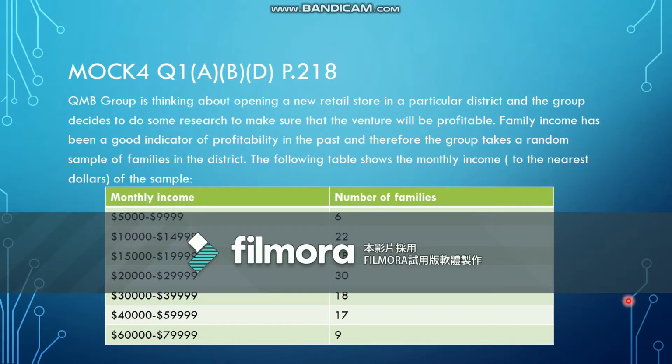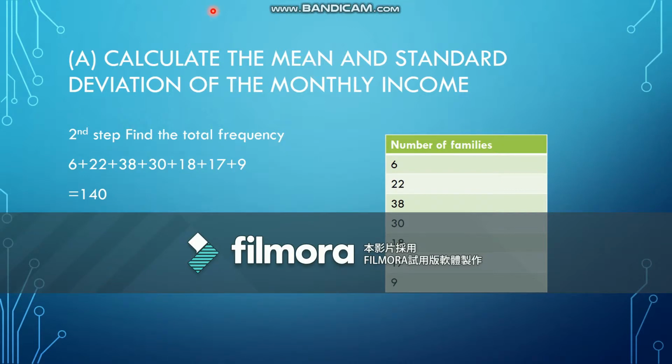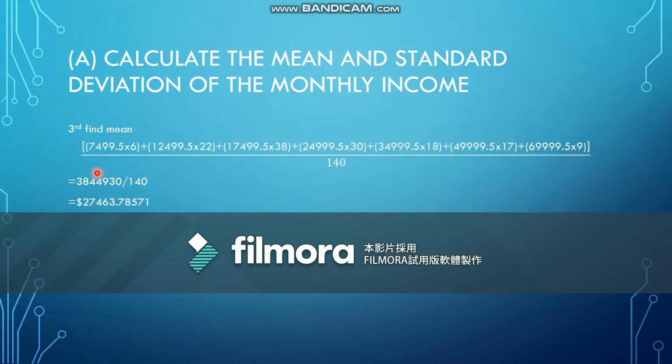For question 1A, we have to find the mean and the standard deviation. First, to find the mean, we have to find the class mark. For example, for this group, we can add $5,000 and $9,999 together, and then divide by 2 so that we can find the class mark. Then the next step, we have to find the total frequency. We add up all the number of families so that we can get the answer of 140.